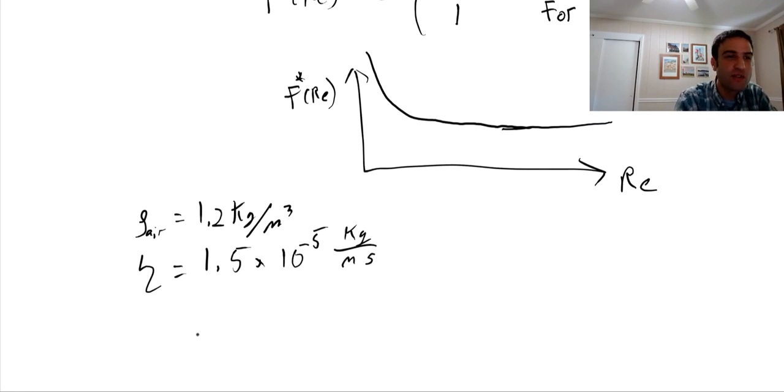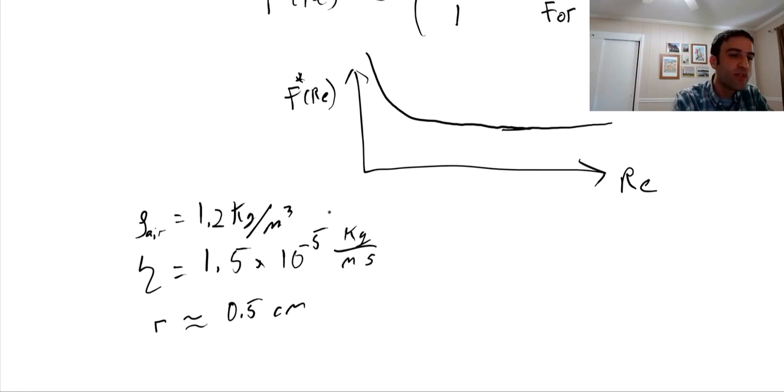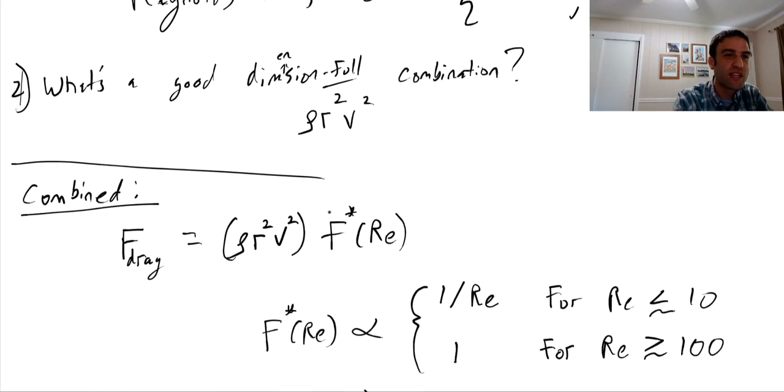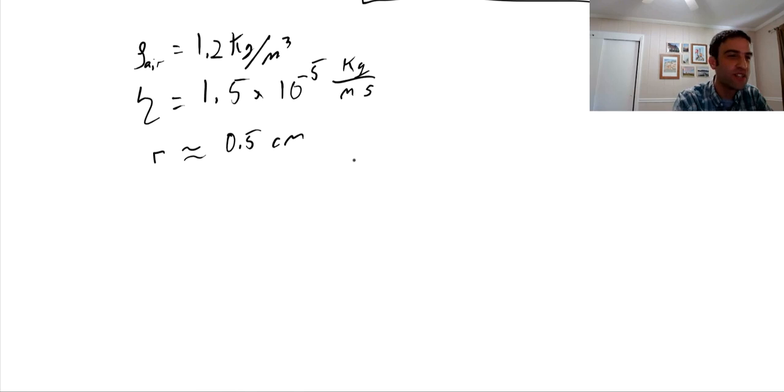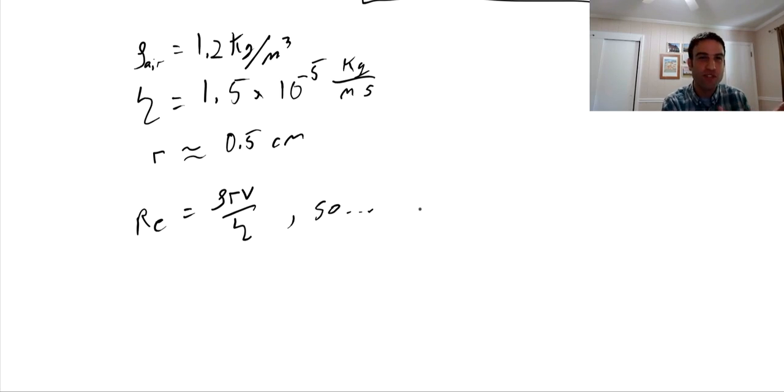And let's take a raindrop. How big is a typical raindrop? Something like half a centimeter. Half a centimeter. Okay, so then what we can do is say, well, great, I know the Reynolds number is this combination of units. Let's remember the Reynolds number itself is given by the density times the radius times the velocity over eta. So, what is the Reynolds number as a function of how fast the train is going if you just plug these numbers in?